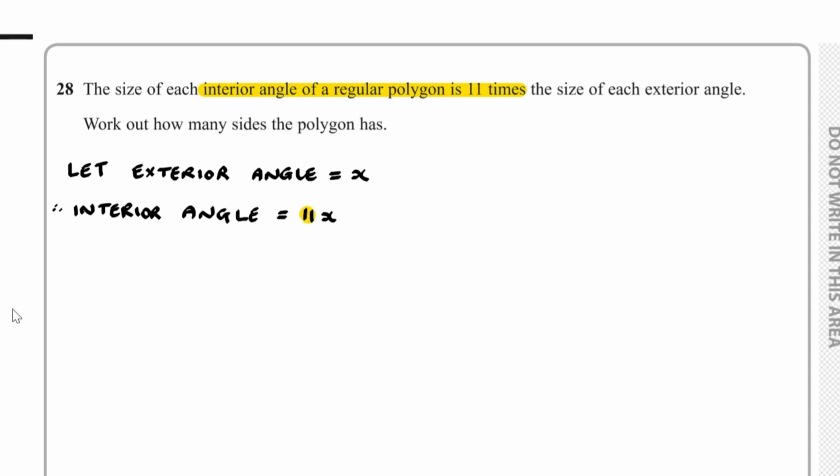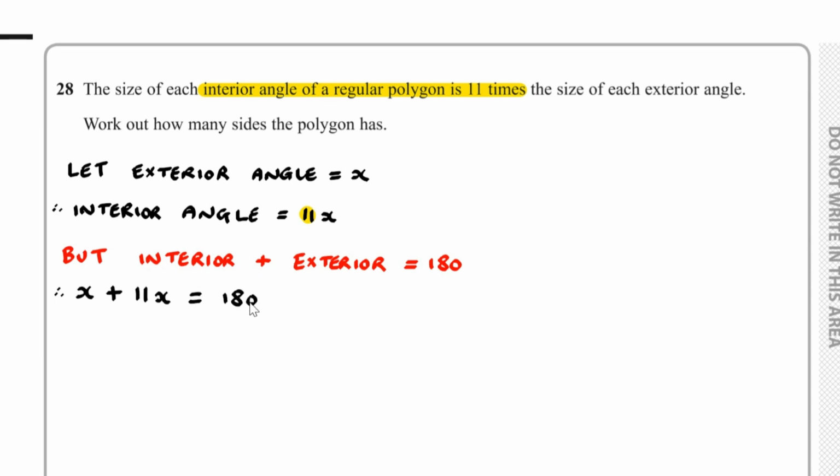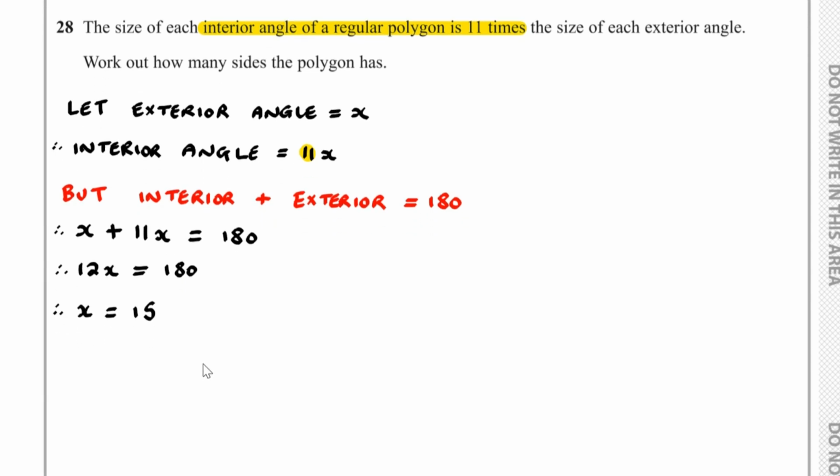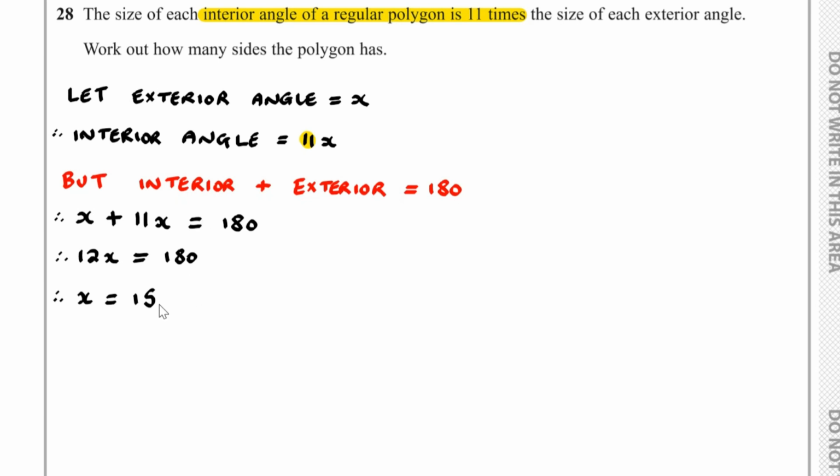And so, what do we know about the interior and exterior angles? Well, what we know is the interior angle plus the exterior angle is equal to 180, and therefore we have x plus 11x equals 180. So 12x is equal to 180, which means x is equal to 15. So this 15 degrees would correspond to the exterior angle.